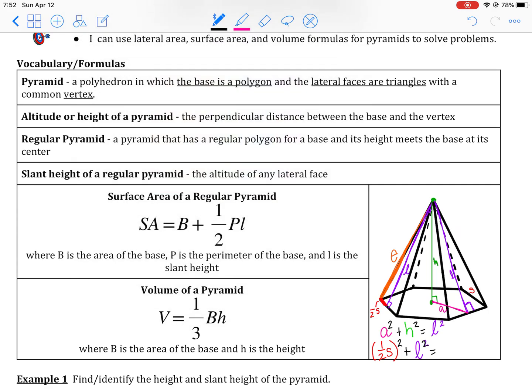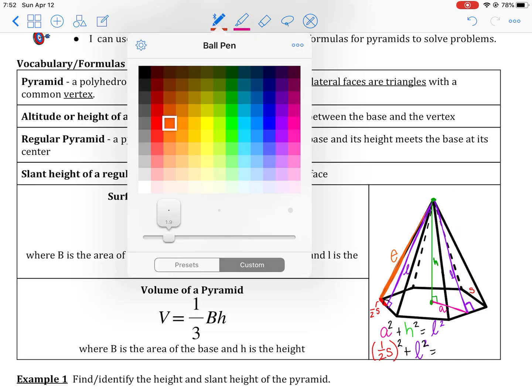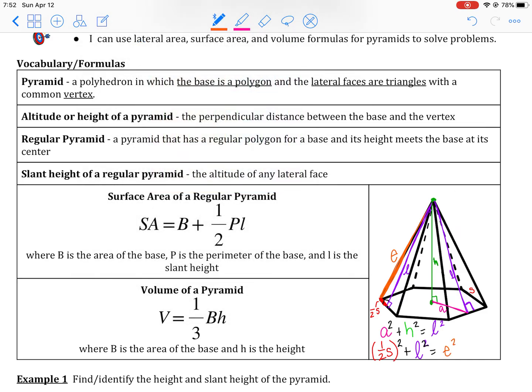And that would equal the edge. The edge would be the hypotenuse in that right triangle. So that would be equals edge squared. So we can use the Pythagorean theorem to find a height or a slant height. If we did not have the other information, we would just need the length of the apothem, or we would need the edge length and the side length.